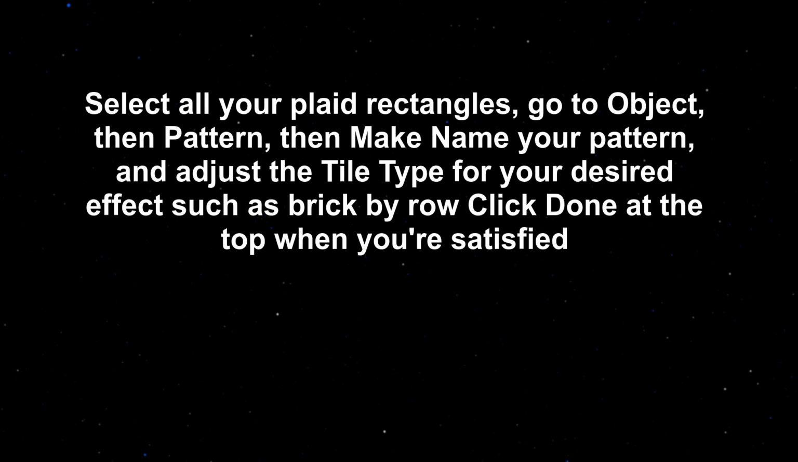Select all your plaid rectangles, go to Object, then Pattern, then name your pattern, and adjust the tile type for your desired effect, such as brick by row. Click done at the top when you're satisfied.